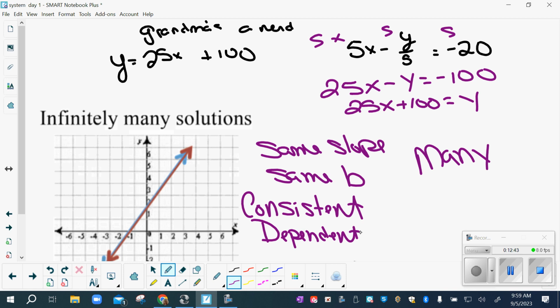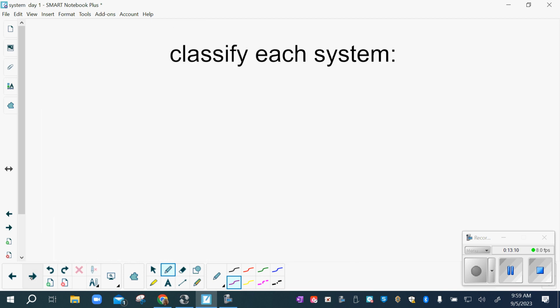So what we're going to do, we're going to try a few. I'm going to give you some pairs, and you're going to try to tell me, here are your 3 choices. Consistent, independent, one answer. Consistent, dependent, many answers. Or inconsistent, no answers at all. Are we cool with that? Everyone got that down? Here we go. Okay, so I wrote some examples down. Let's try this first one. Nice and easy, nothing scary here.